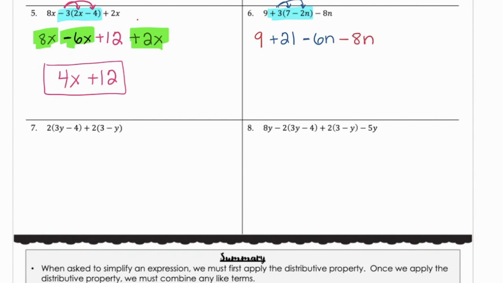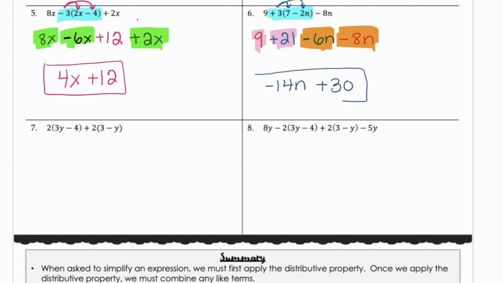What are my like terms? I have 9 and the positive 21 and also my n's are like terms. I'm going to start off combining my n's first. That way I have it in the correct form. This would give me a negative 14n. And if I combine my constants, I get a positive 30. Box it up, and we're ready for the last two.